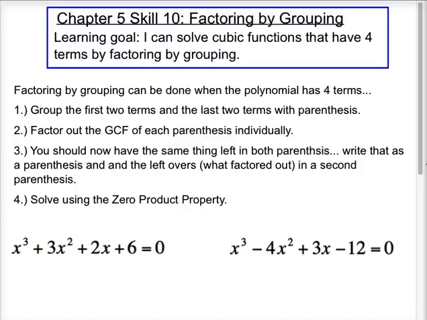Today we're going to focus on another type of factoring that we can use to solve polynomial equations. Today is called factoring by grouping. Now the big thing to know, factoring by grouping, you need 4 terms for. That's the only way that this works, is if you have 4 terms.